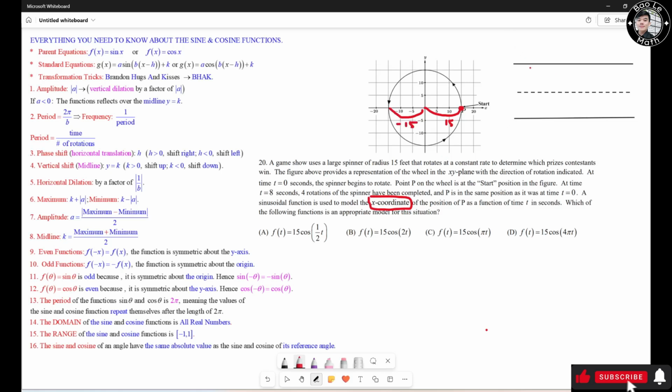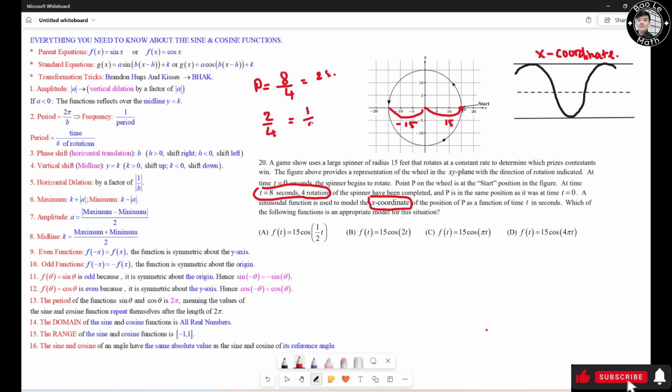So we need to sketch a sinusoidal function for this spinner, right? And this one should be the x coordinate. Alright, so now you need to find the period. So the period is time divided by number of rotations. So it's going to be 8 divided by 4, right? So it's going to be 2 seconds, right? We're going to take 2, we're going to divide by 4, right? So it's going to be 1/2 second for each quarter, right?